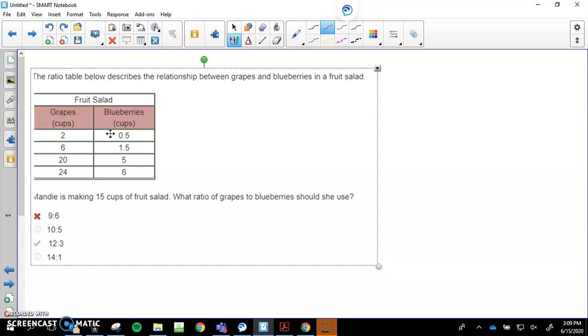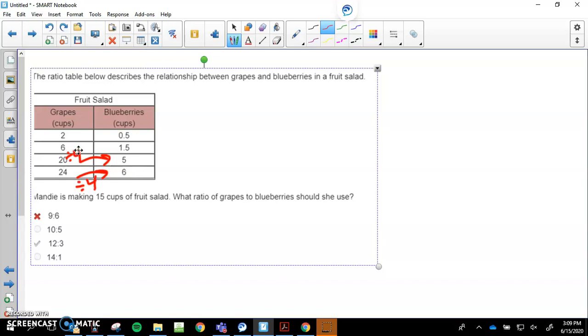Now, another way we can look at it, if we try to do 2 to 0.5, that's kind of hard to do in our head. We can't really think about that on the spot. 6 to 1.5, it's still a little bit tricky. What about 20, though? I know to go from 20 to 5, I divide by 4, and that works. So let's try it the other way. If I divide 24 by 4, yeah, that gets me 6.